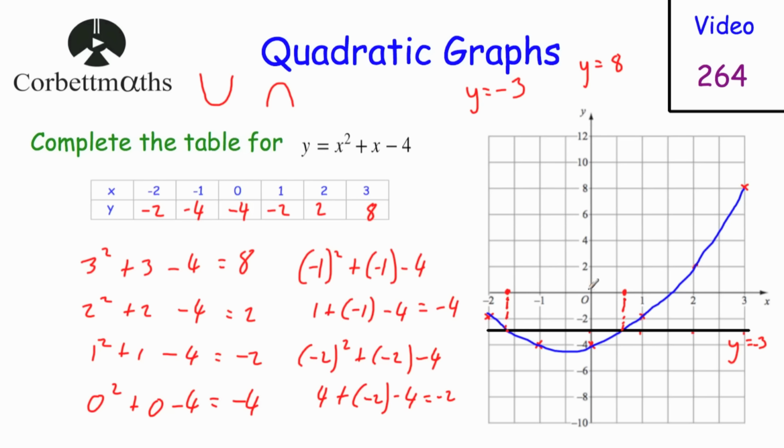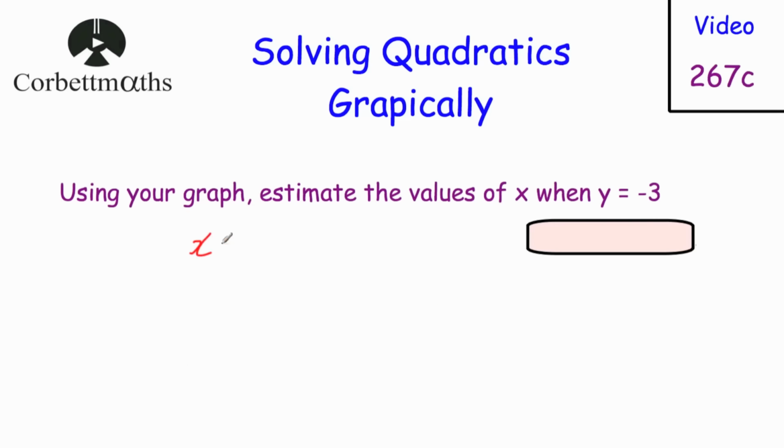So let's start off with this one. We've got 0, we've got 1, and in the middle is 0.5. I think that's about 0.6. So I'm going to say x equals 0.6 would be one of our solutions. And this one over here, well, we've got 0, we've got negative 1, we've got negative 2. That's negative 1.5. I think that's about negative 1.6. So our two estimates would be x equals 0.6 or x equals negative 1.6.